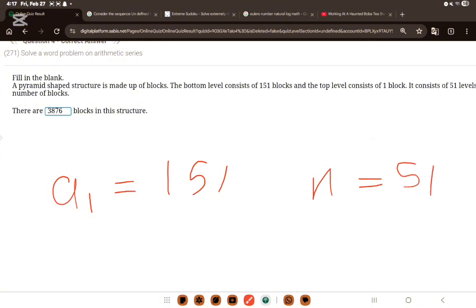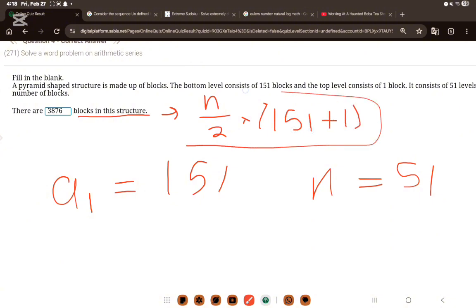Now on my calculator, oh wait, not yet. Now you need to know one thing. When they're saying how many blocks in the structure, they want the sum, so it's going to be n over 2 multiplied by... wait, however for this type of question, there's a different formula. You do n over 2 multiplied by a1 plus 1. A1 is 151, plus 1.